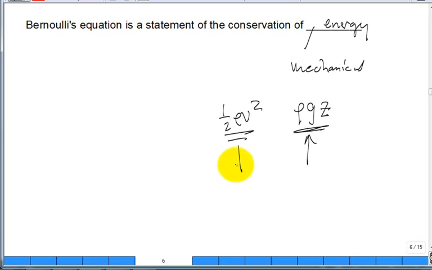But this term, what? That's a mechanical form of energy? It really is. Pressure, force per unit area. And you can think of something kind of like a balloon expanding or something. That's a really good form of mechanical energy. So there you go.